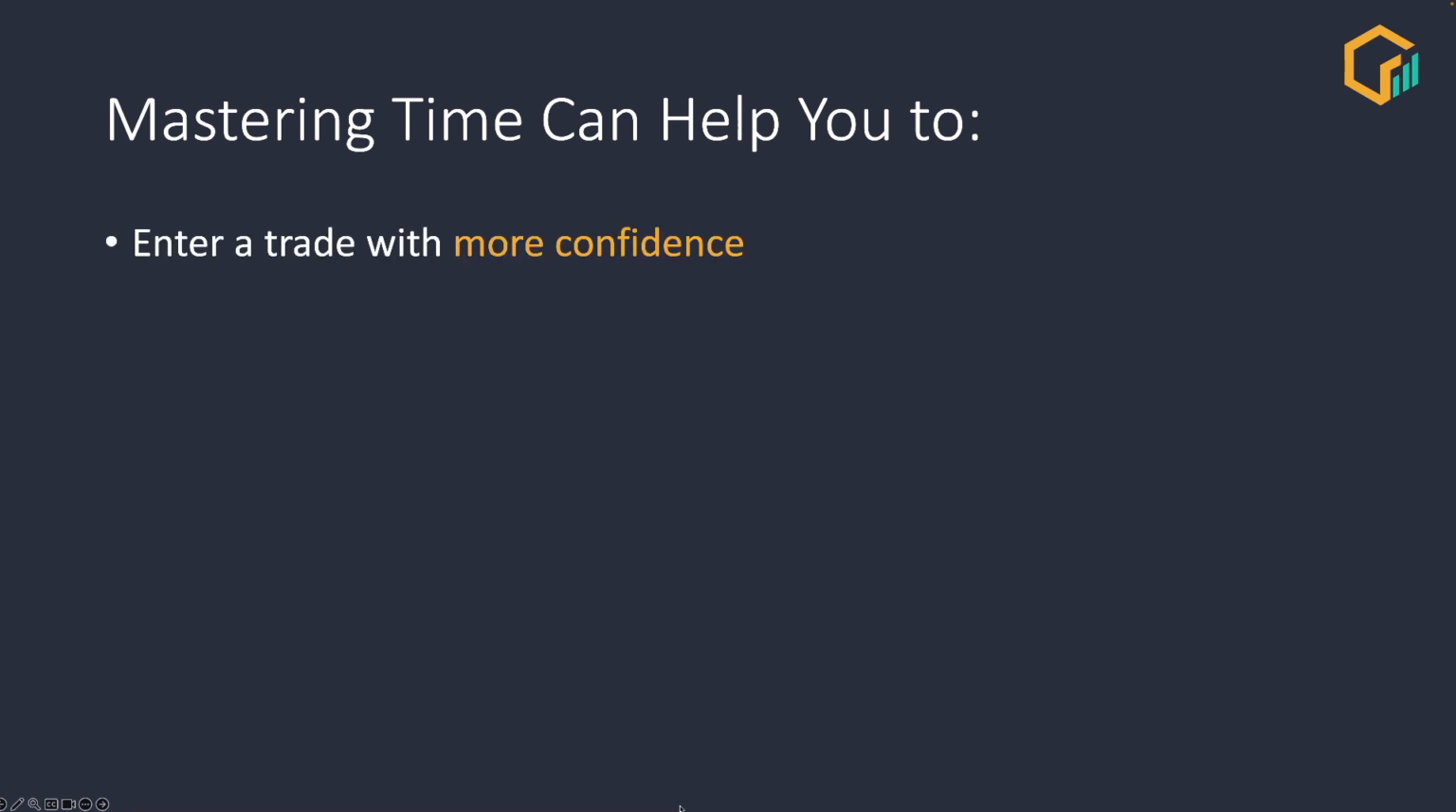First of all, it can help you enter a trade with more confidence. So this is what I'm saying. Imagine you have location and now you also have time that makes sense. So the location makes sense, you have a resistance, and then also you have time that makes sense. That will give you more confidence to trade.